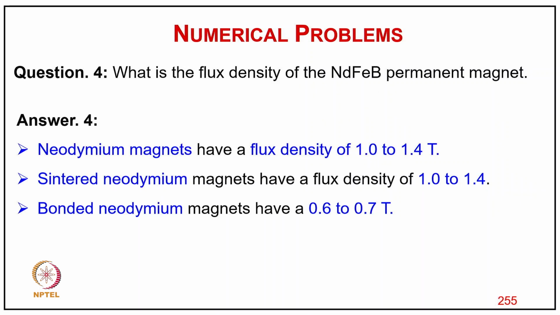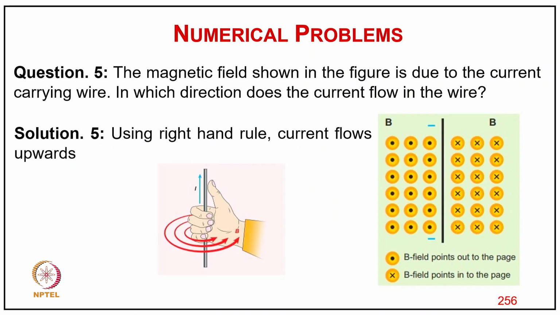The question 4 is what is the flux density of neodymium iron magnet? The answer: neodymium iron magnet has a flux density of 1 to 1.4 Tesla, and sintered material has a flux density of 1 to 1.4 Tesla, and bonded neodymium has 0.6 to 0.7 Tesla.